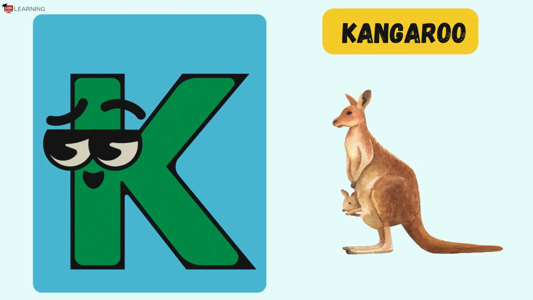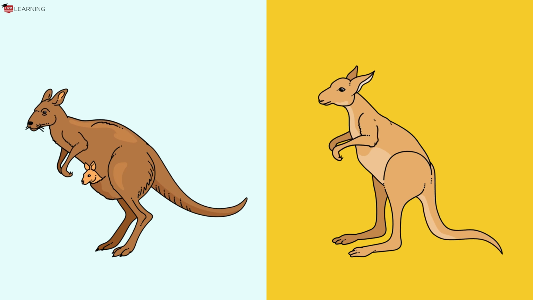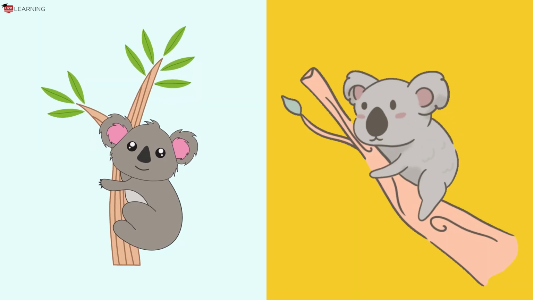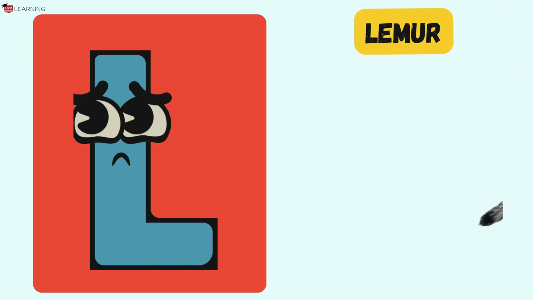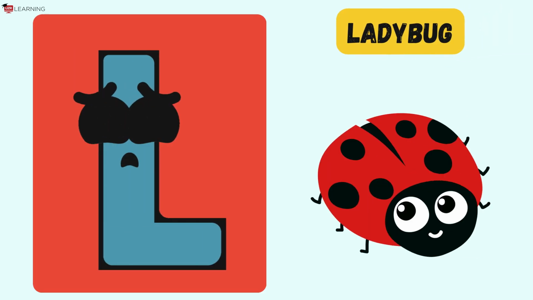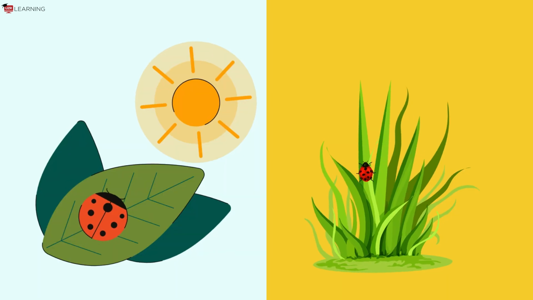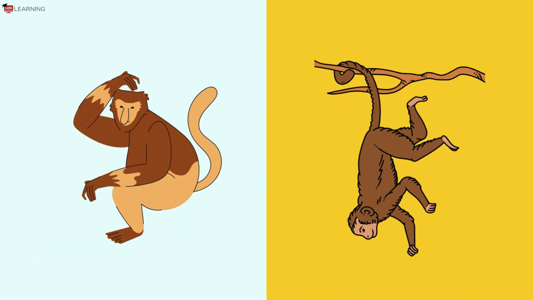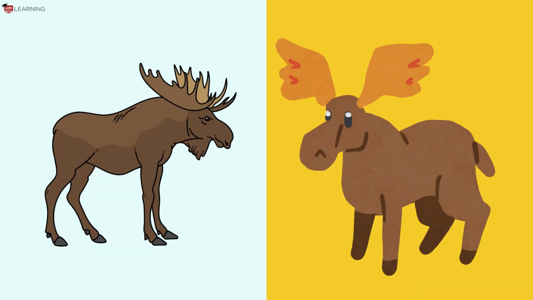K is for kangaroo, koala. L is for lemur, ladybug. M is for monkey, moose.